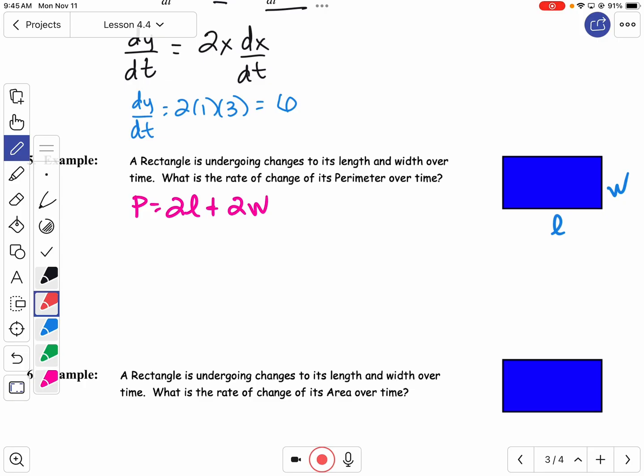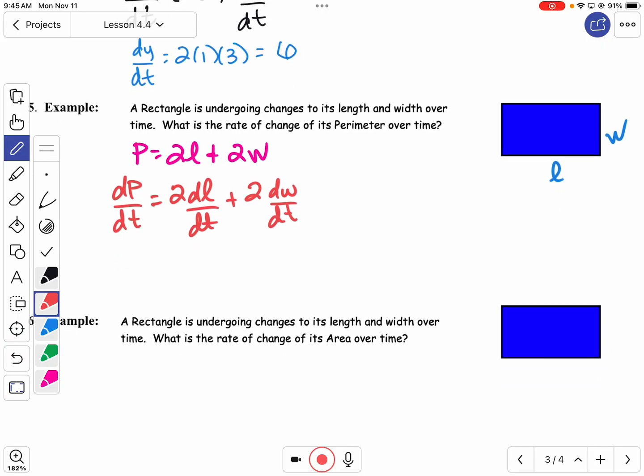What would be the derivative of P? dP/dt. What would be the derivative of 2L? 2 dL/dt. And then the derivative of 2W is 2 dW/dt. That's it. Just get in the habit: when it's with respect to time, it's a chain rule for everybody. Everybody is a function of time. Try the next one.